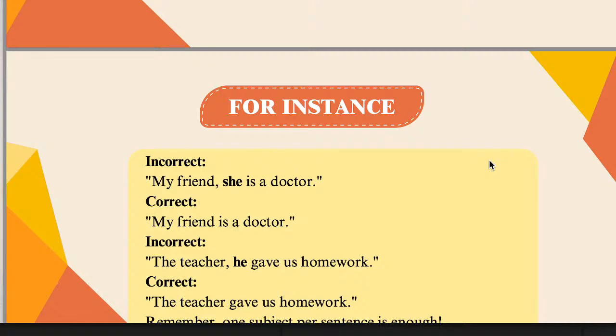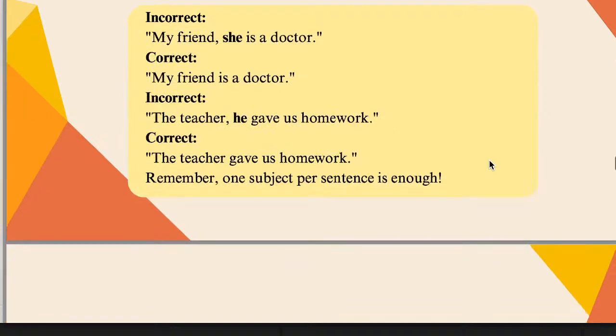It has a subject and a predicate. "My friend" is your subject about which you're talking in a sentence, and "is a doctor" is the predicate, the telling part of the sentence. "The teacher, he gave us homework" is incorrect, not required. You're not supposed to bring two subjects here, but you can simply say that my teacher gave us homework.